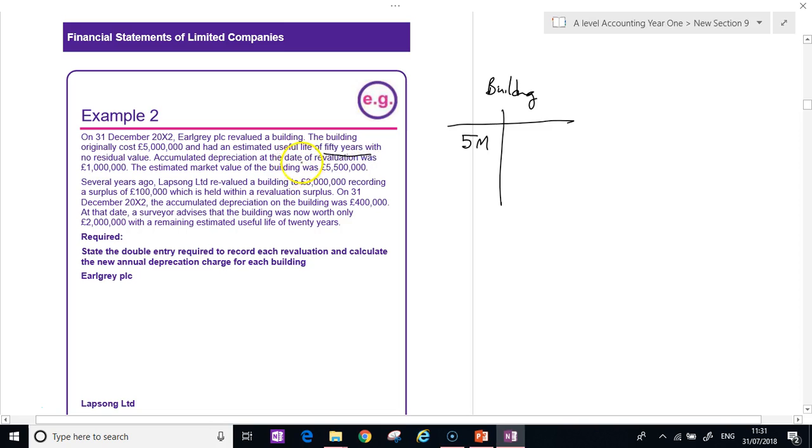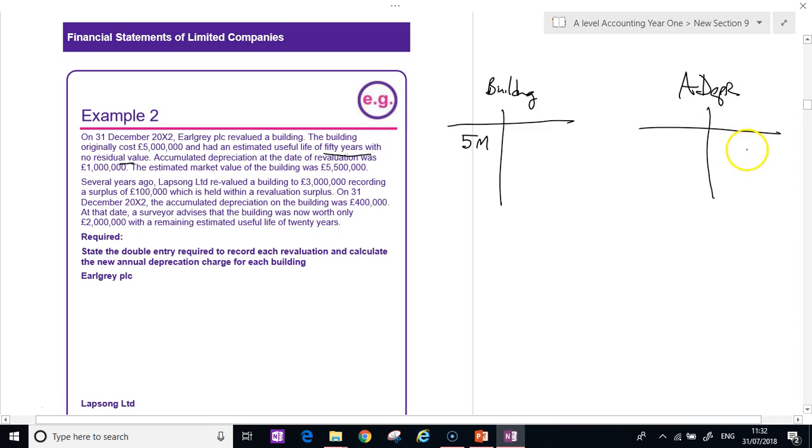Okay, great. So if we bought this building for 5 million and it's going to have no residual value and an estimated useful life of 50 years, okay, great. So we know straight away, you're starting to think, you can sort of work out what the depreciation is going to be every year. But this question is actually quite kind. They tell you the accumulated depreciation at the date of revaluation. Oh, great. So you don't even have to work anything out. So you're thinking, okay, that's my accumulated depreciation.